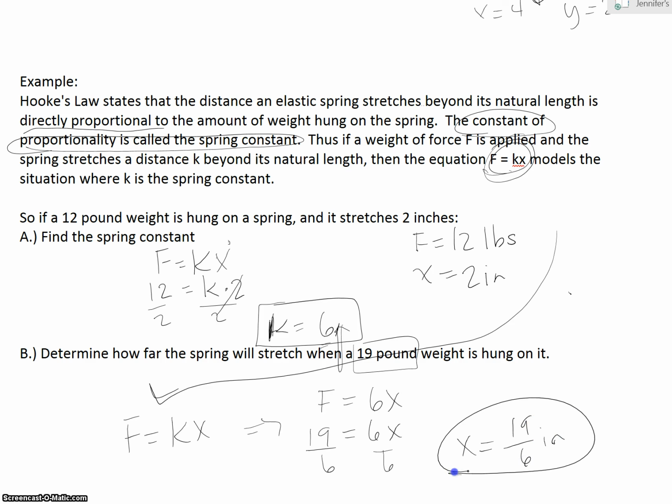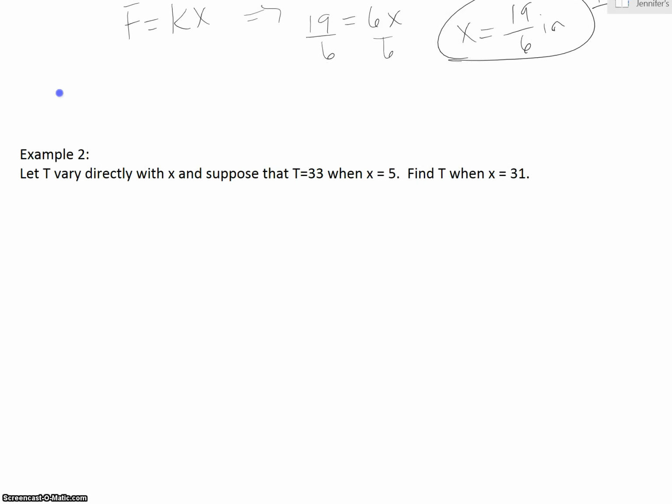I could give you anything. I could say the spring is going to stretch 10 inches. How much weight would make that happen? And you would take your equation, F equals 6x, plug in 10, and you would know that it would take 60 pounds of weight to make it stretch that far. So once you find your constant of proportionality, then you can do any problem you want because you plug it into the equation.